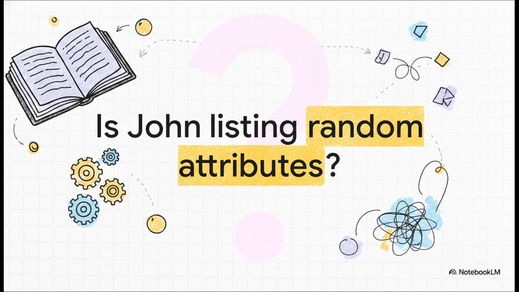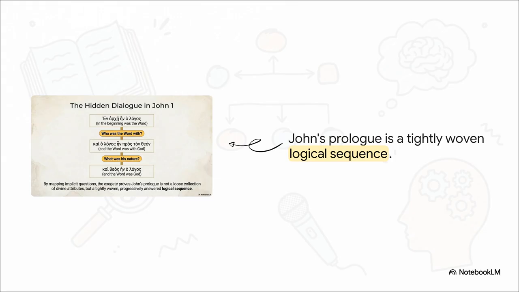Because, let's be honest, traditional readings sometimes make it feel exactly like that, like a loose collection of majestic but totally scattered thoughts. Well, looking at the hidden dialogue brilliantly illustrates why that random list idea is totally wrong. Think about it. In the beginning was the Word. The reader naturally wonders, wait, who was the Word with?